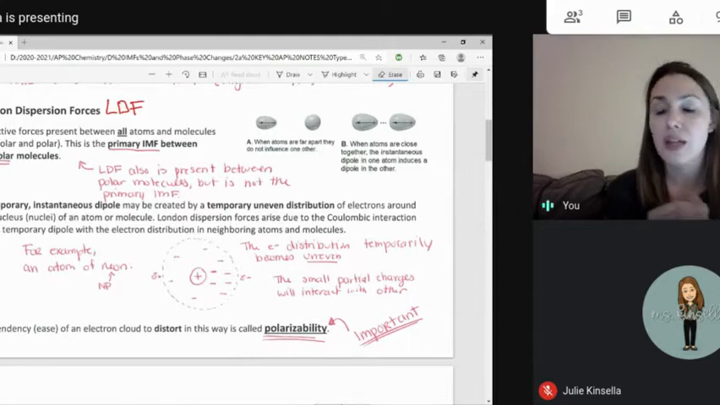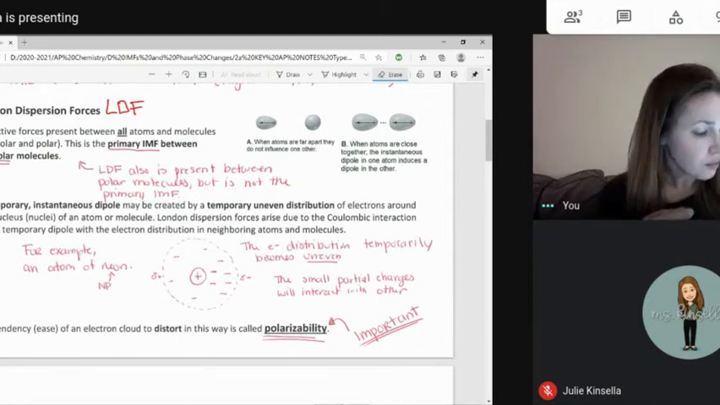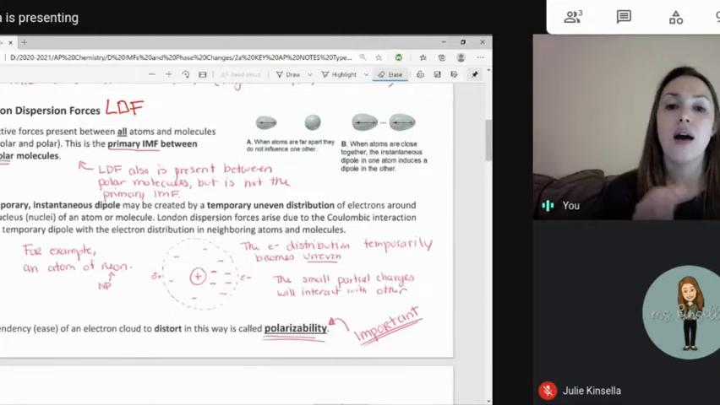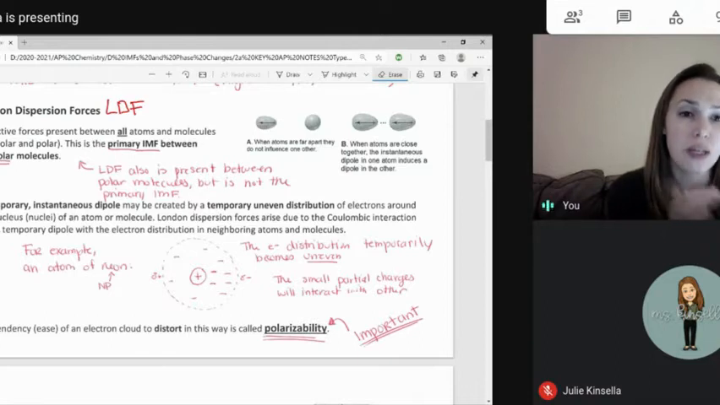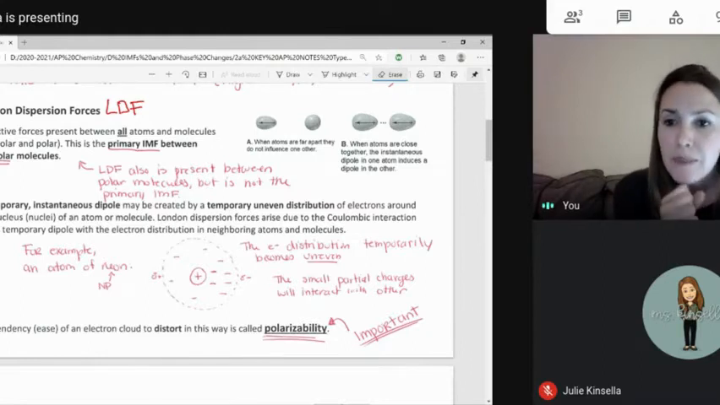Okay, so again, it's a temporary instantaneous dipole. And dipole, remember, would be these little partial positives and negatives that then will interact with another atom and create an attraction between it. Because this is temporary partial positives and negatives, it creates a relatively weaker attractive force than some of the other ones we're going to talk about. Sometimes it can actually be stronger, which we'll deal with.